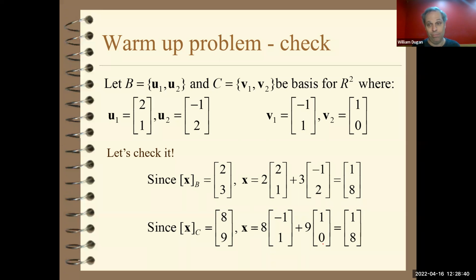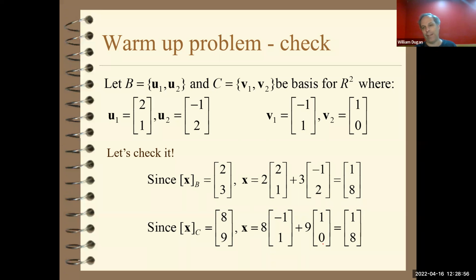And you get the vector 1, 8. Yeah, it's the same, right? Neat, right? That's because you have to get the same thing, because you're referring to the same vector. You're just using different coordinate systems to name that vector. Okay, cool. So you have that.